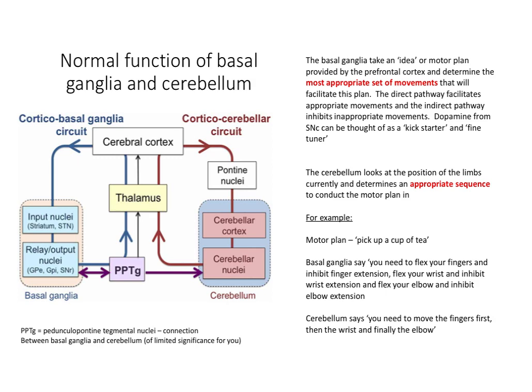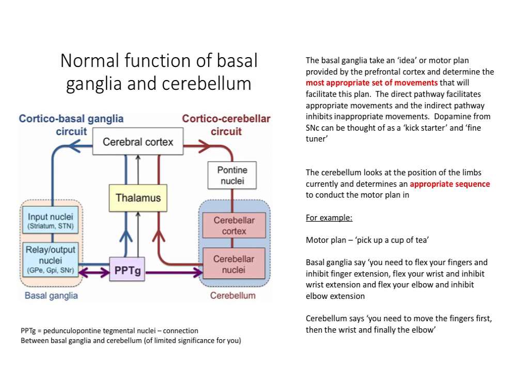So once again, in the case of picking up your drink, you would not, for example, flex the shoulder first before you had flexed your fingers around the cup. So the cerebellum is going to make sure that you first flex your fingers, then you flex your elbow, then you flex your shoulder. It's going to make sure that the appropriate sequence is carried out. So that is, in a nutshell, what the basal ganglia and the cerebellum are trying to do.